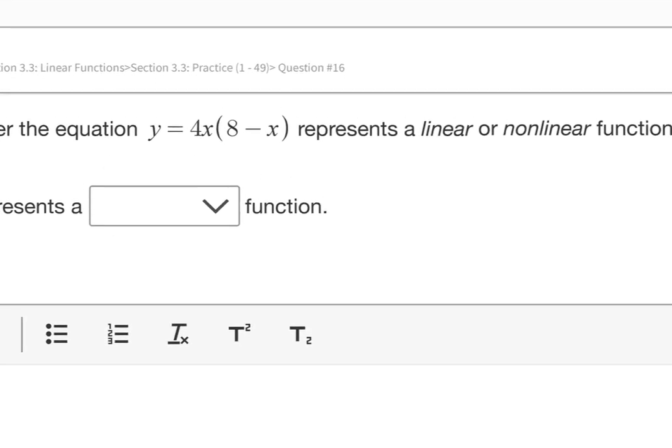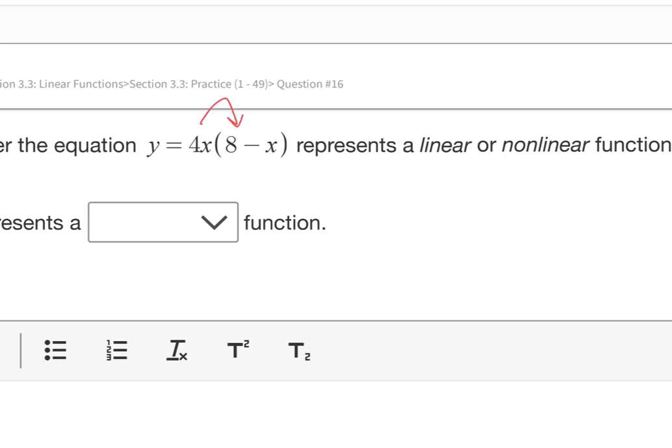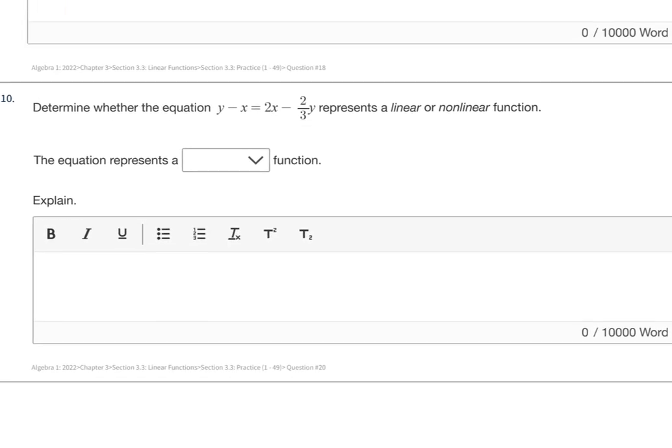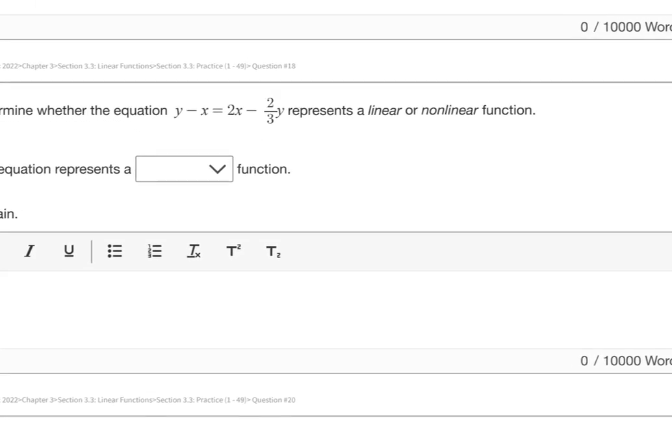Speaking of which, we're gonna have a problem here. When we distribute this 4x to simplify, we would get 32x minus 4x squared. Boom, this is a non-linear function. Number 10, determine whether the equation represents a linear or nonlinear function.